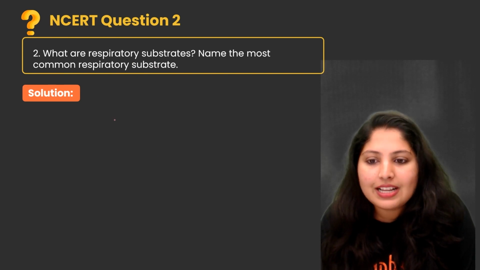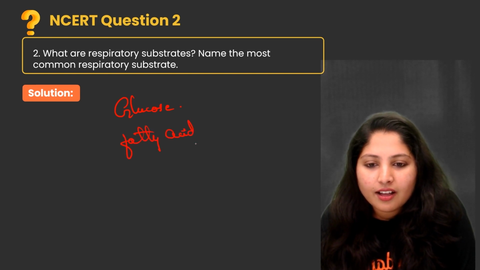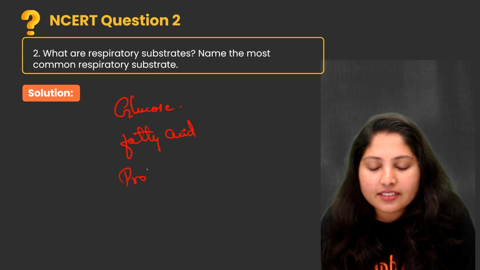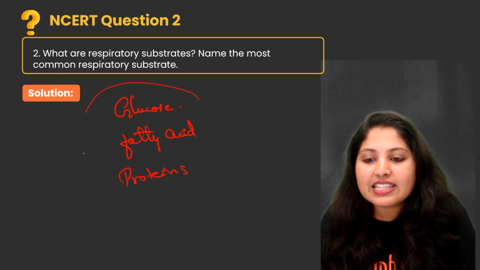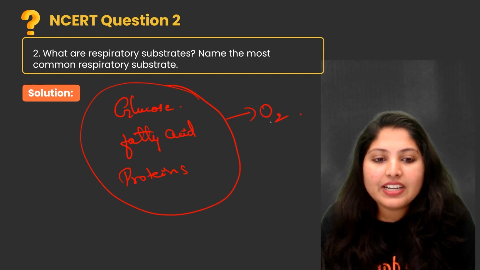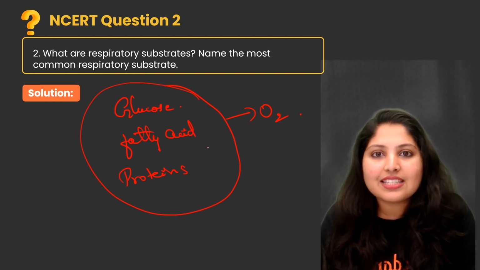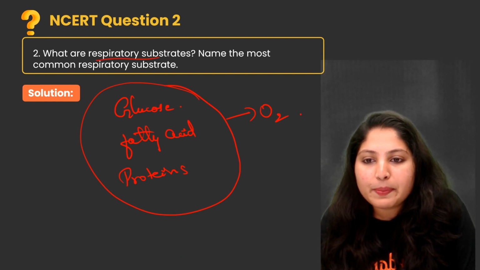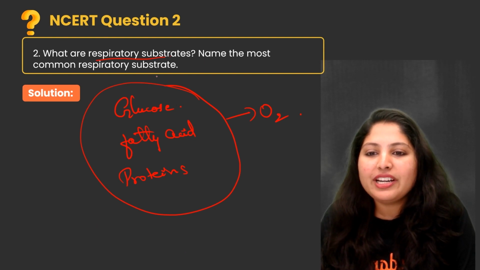Molecules such as glucose, fatty acids, and protein are all called respiratory substrates. These molecules undergo oxidation and are converted into inorganic substances. So these molecules are known as respiratory substrates. Now, name the most common respiratory substrate.